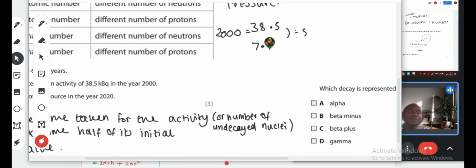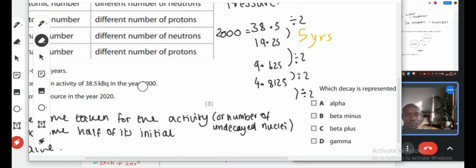Are you supposed to divide by 5? Are you sure? Exactly. You should divide by 2, because 5 years is the half-life. So after 5 years, the activity, it doesn't matter. Three significant figures is fine because the original value is given in three significant figures.